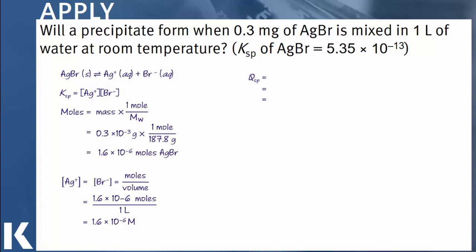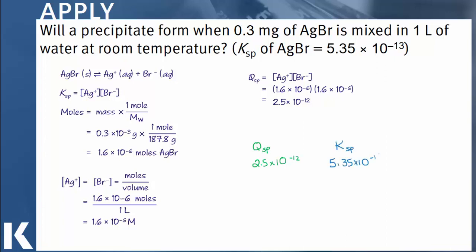Calculate QSP by multiplying the concentration of both silver ions and bromide ions in the previous step. The QSP of 0.3 milligrams of silver bromide in 1 liter is 2.5 times 10 to the minus 12. The last step requires comparing the QSP and the given KSP. Since the QSP is greater than the KSP by almost a factor of 10, you can definitely expect to see some precipitate forming. Great job working through these calculation steps.